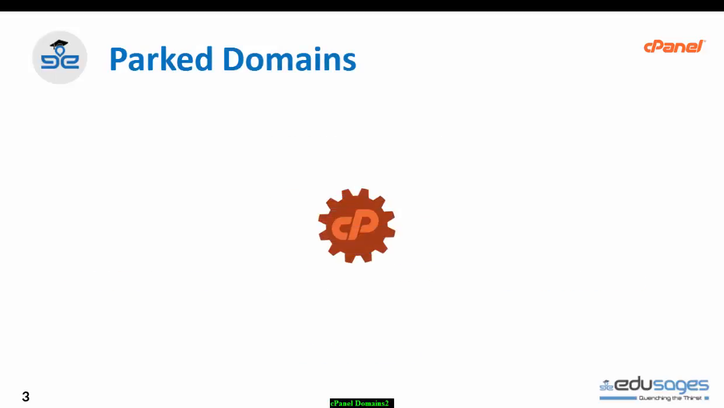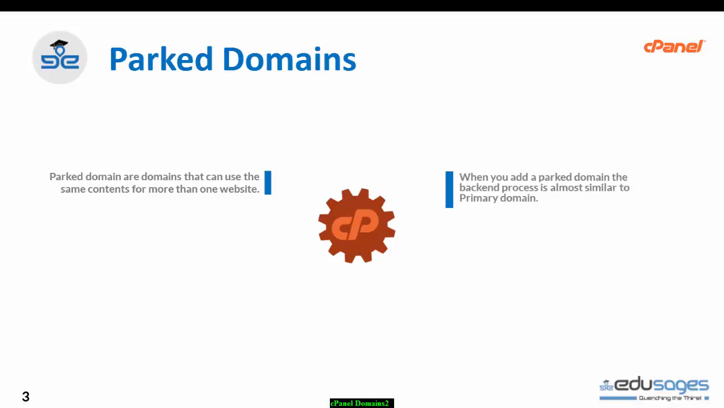Path domains. Path domains are domains that can use the same contents for more than one website. That is, you can share the contents of a website among other domain names as well. When you add a path domain, the backend process is almost similar to the one while you create a primary domain or a main domain. And a path domain can be added from cPanel, and we can check that now.